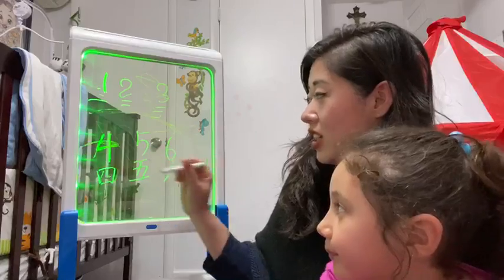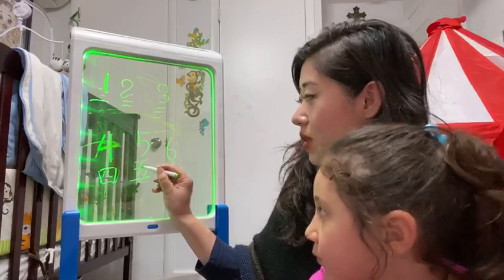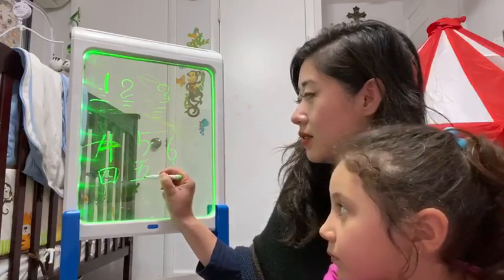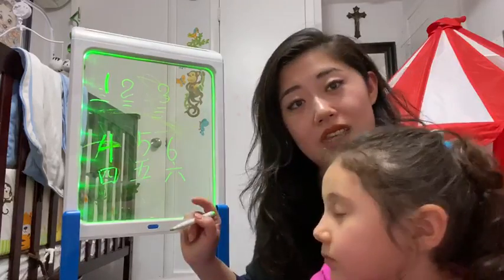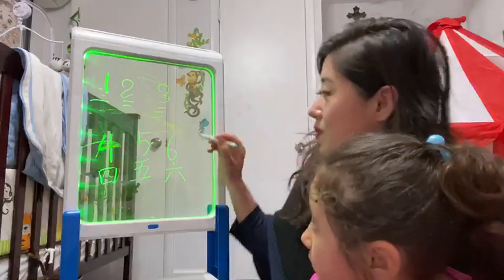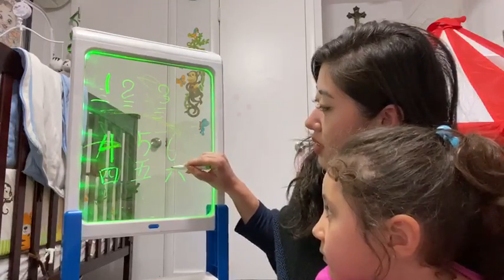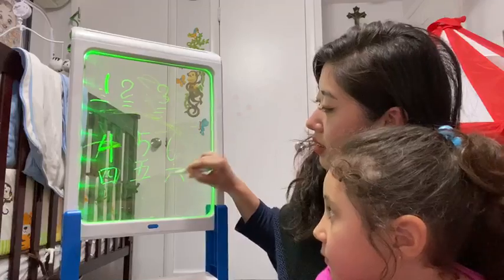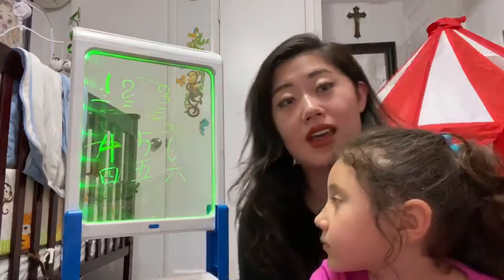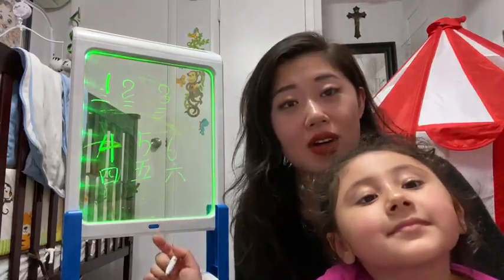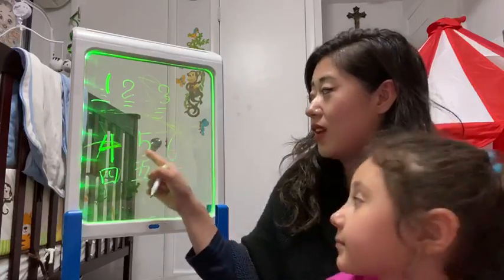And 5 in Chinese, we're gonna write this way. We say 五. 6 in Chinese, we're gonna write this way. And we say 六. Okay, 4, 5, 6.